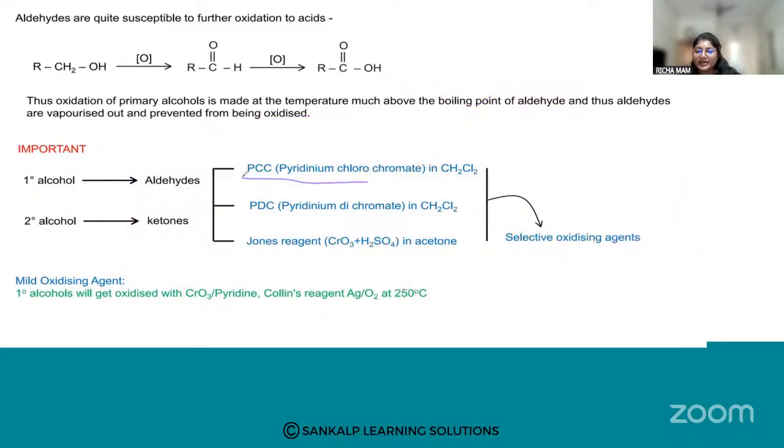So PCC, pyridinium chlorochromate in dichloromethane, and PDC, pyridinium dichromate in dichloromethane. Then Jones reagent, that is chromic acid plus H2SO4 in acetone. These are some of the selective, mild oxidizing agents which we are using. Primary alcohol will also get oxidized with Collins reagent and Ag2O at 250 degrees Celsius. By making use of these reagents you can do controlled oxidation.